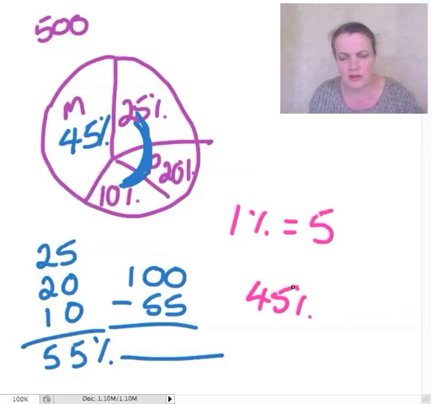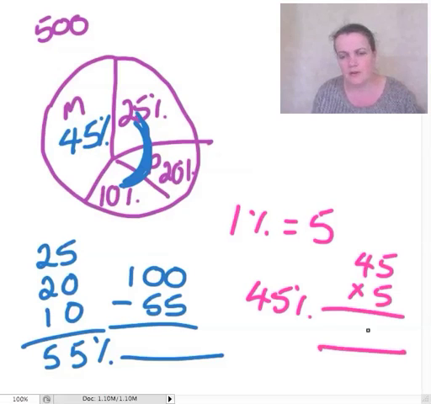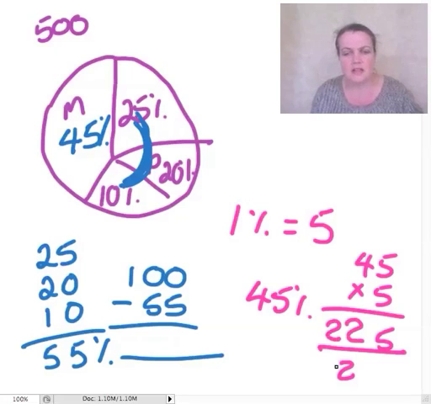But we want 45%. So if 1% equals 5, 45% equals 45 times 5. 5 times 5 is 25. 4 times 5 is 20, and 2 is 2. So the answer is 225 children. Now let's just have a quick common sense check. 45% is a bit less than half. 225 children is a bit less than half of 500. So that sounds right to me.